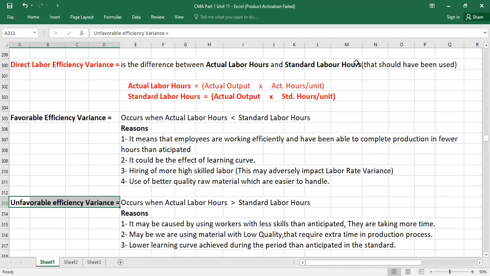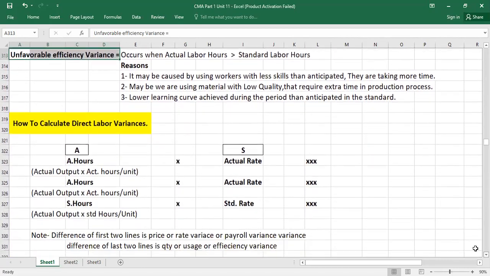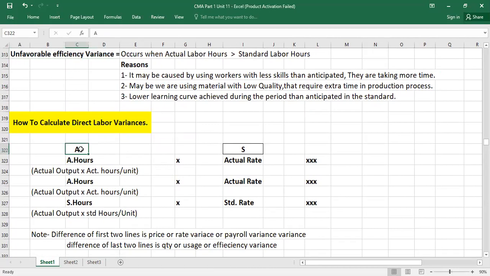Now we are going to look at the calculation of the labor variance. We have two alphabets, A and S. So we will make three possible combinations to derive the formula. The first combination is A times A, the second combination is A times S, and the third combination is S times S. Don't forget, this is just a combination I am using to derive the formula.